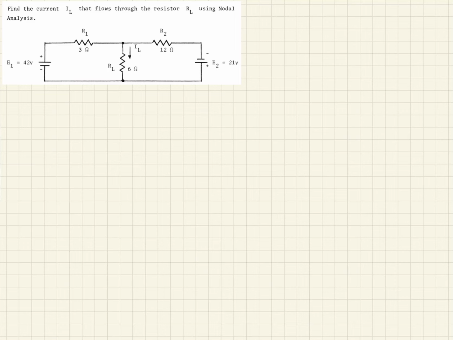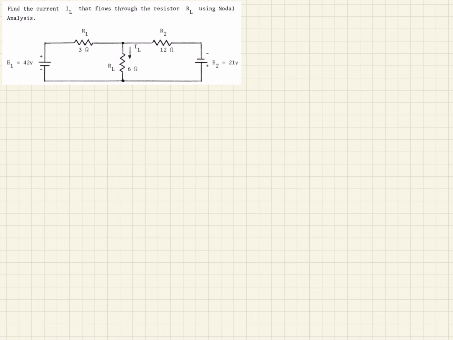So this is a quick, simple example using nodal analysis. Here they're asking us to find IL, which is this current here flowing in the resistor RL, and they want us to use the nodal analysis. So let's see how this would work here.